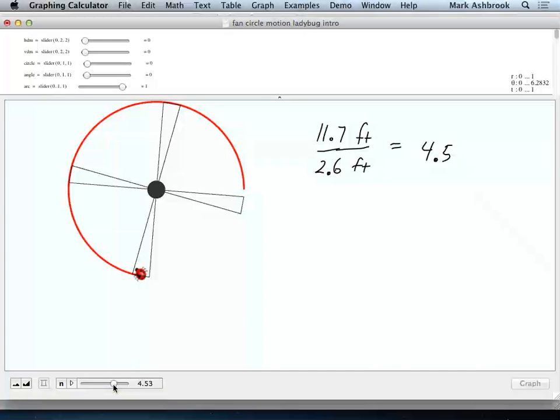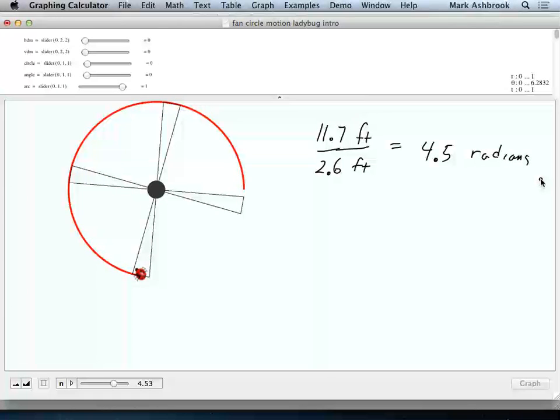Which was almost exactly the same as what we had earlier with the 175 degrees, because it was 4.58. Remember that? It's 4.58 radians. Okay, so this arc length is 11.7 feet, and that's 4.5 of 2.6 feet. So that's our angle measured in radians.